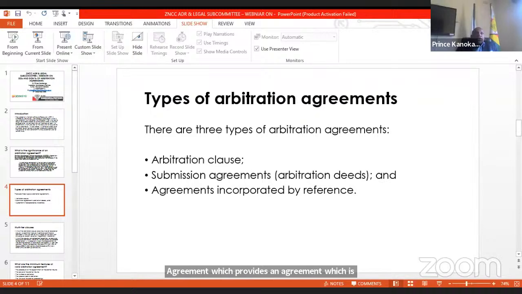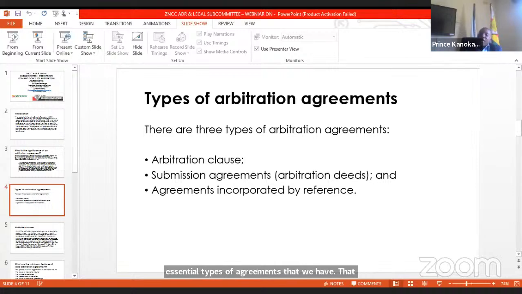So for instance, it could be parties to a dispute saying that in one agreement, we agree to the ZNCC arbitration rules and things like that. So then the arbitration agreement is incorporated into the parties' agreement through reference. That is what this essentially means. So these are the essential types of agreements that we have.